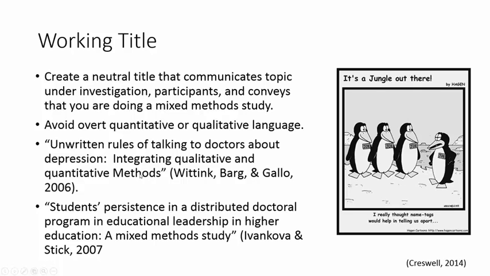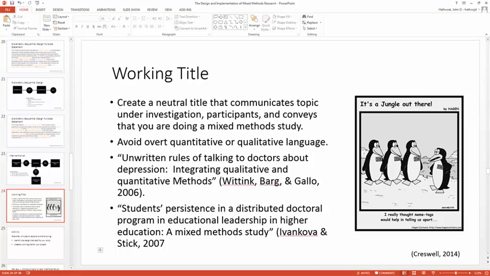So some language that you may want to avoid: effect, so causal language might be best to avoid unless you're doing an interventionist design. You might avoid things like relationship, correlations, factor structures, those types of things. And try to find a neutral title that's just going to talk about your topic itself, your, say, dependent variable, and then something about both. I need to fix this typo here.